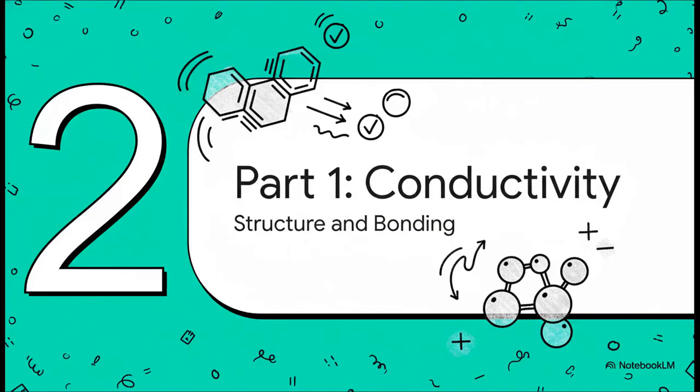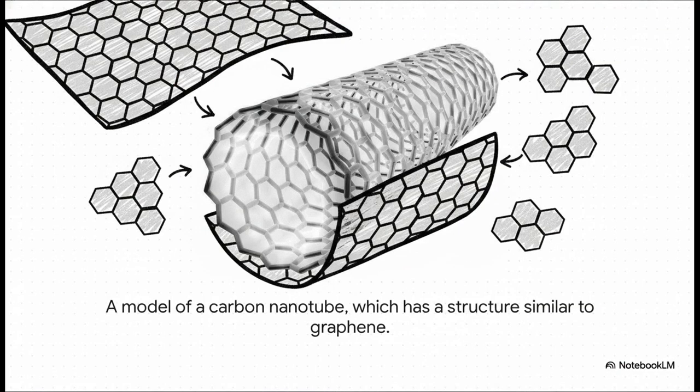All right, let's get stuck into the first part of the question. This is a classic 2 marker, and it's really just testing our basic understanding of structure and bonding. Let's see exactly how we can lock in those marks. So the first thing they give us is this image of a carbon nanotube, and they give us a massive clue. They tell us its structure is a lot like graphene. See that repeating pattern of hexagons made of carbon atoms? Yeah, that's the key to everything.